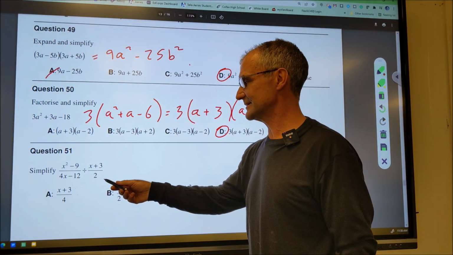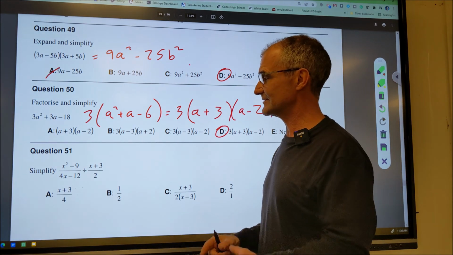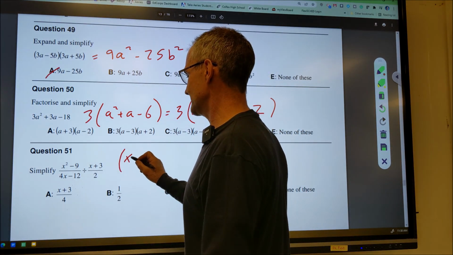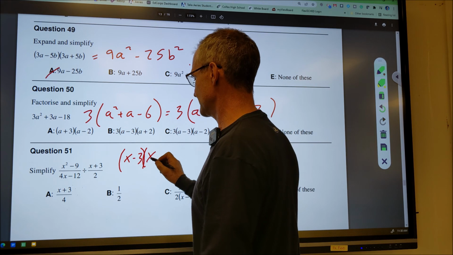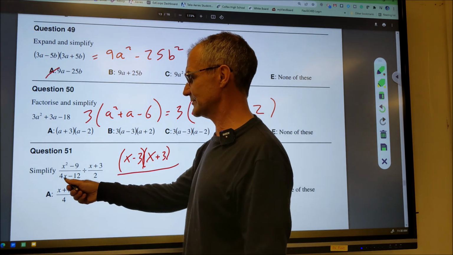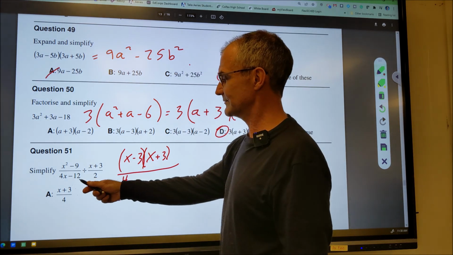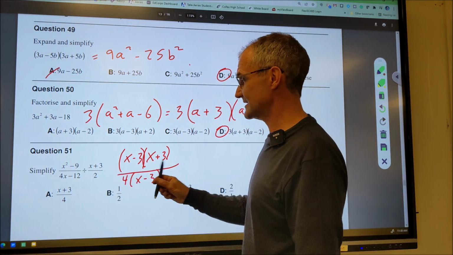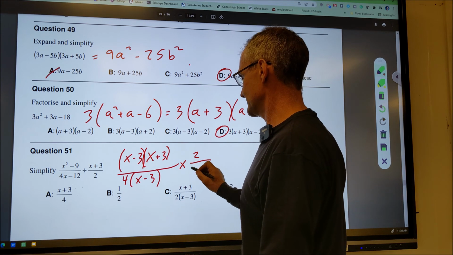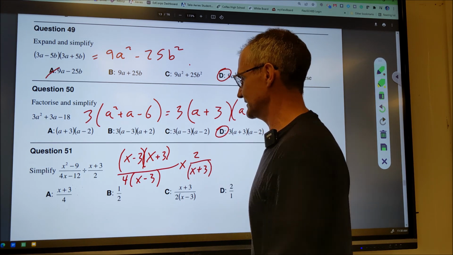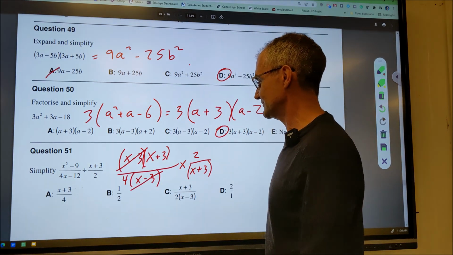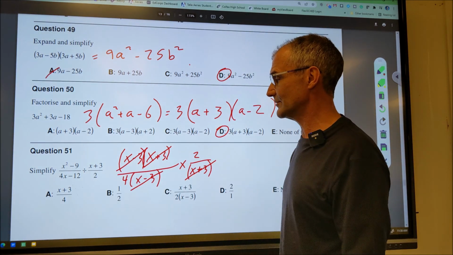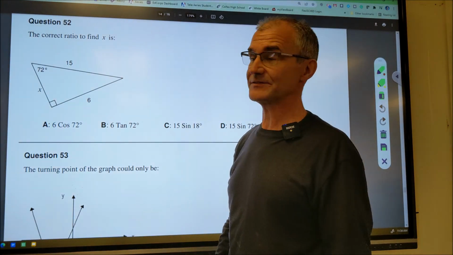Number 51 here. I can't do any canceling until I have things multiplied together, so I got to factor first. So I'm going to just look at this first term. Here's the perfect square. I'm going to factor it first to get x minus 3, x plus 3. In the denominator, I have a common term of 4, so I'm going to pull 4 out, leaving me with x minus 3. I have a division sign, which is the same as multiplying by the reciprocal. And this is a quantity, x plus 3. So that x minus 3 will cancel with that x minus 3. That x plus 3 will cancel with that quantity, x plus 3. I'm left with a 2/4 or 1/2.